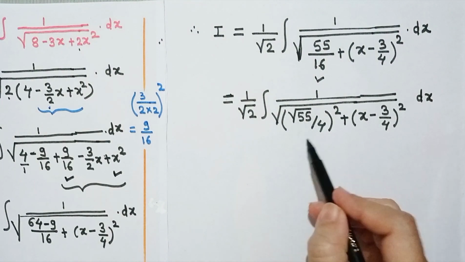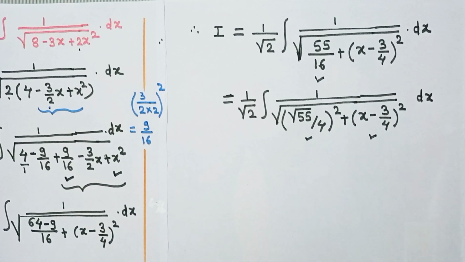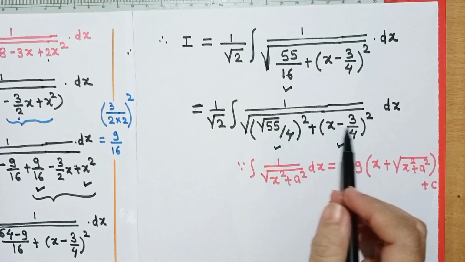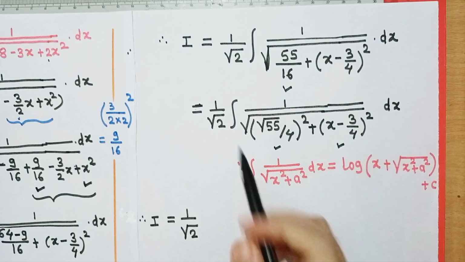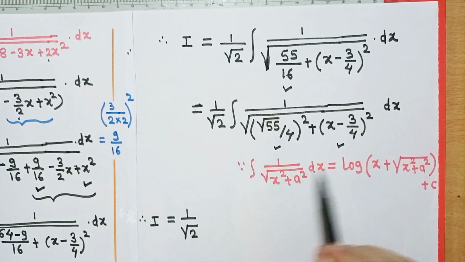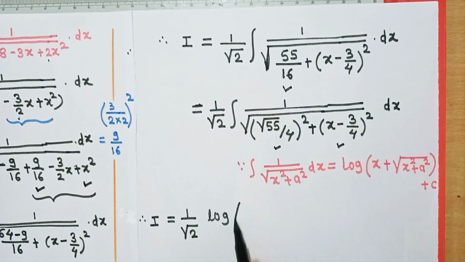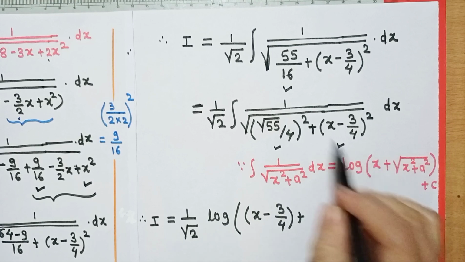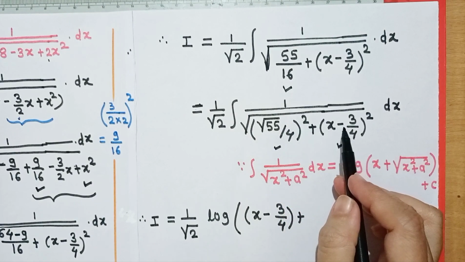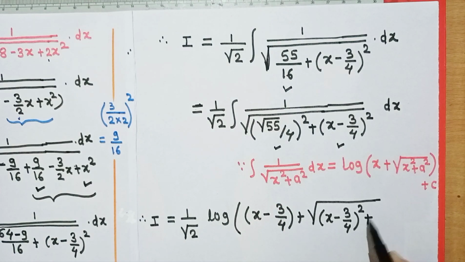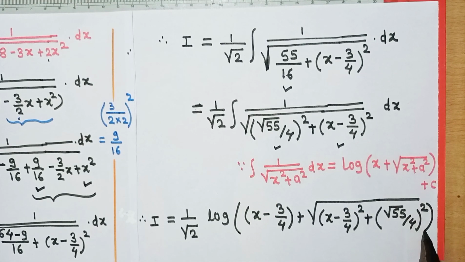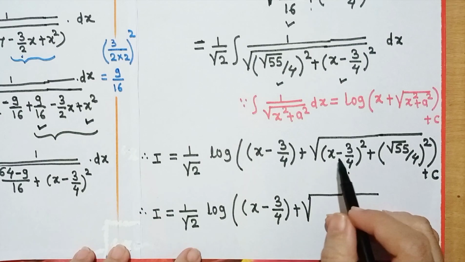Now this is in the form root, this is a square plus x square. So a square plus x square means x square plus a square. So we will use this formula. So 1 upon root 2 we have written, and then log of, and again this x means we will write x minus 3 upon 4 and plus this root as it is. First we will write this bracket square and then the constant square and plus this root, and then we will write plus c.